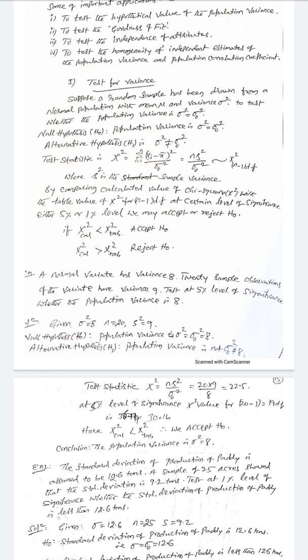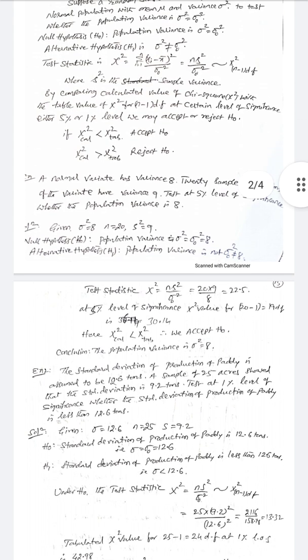A normal variate has variance 8. 20 sample observations of the variate have variance 9. Test at 5% level of significance whether the population variance is 8. Here the given values are sigma square equal to 8, n is 20 and S square is 9. So the null hypothesis H naught is population variance sigma square equal to sigma naught square, that is equal to 8. And the alternative hypothesis is population variance is not equal to 8.